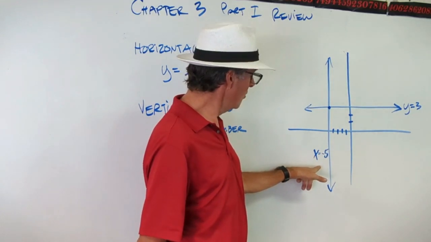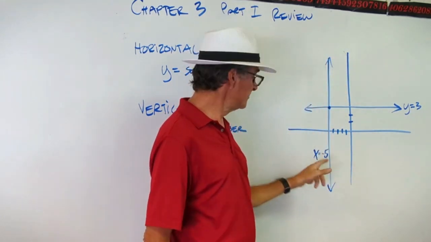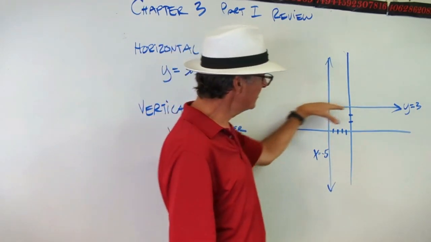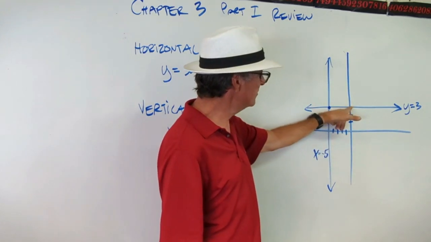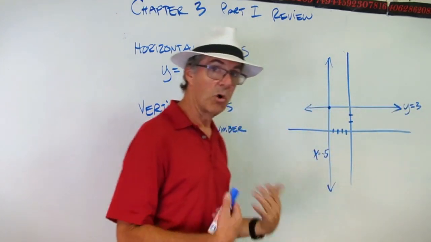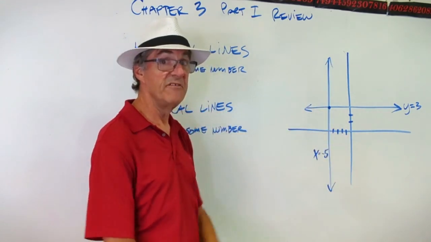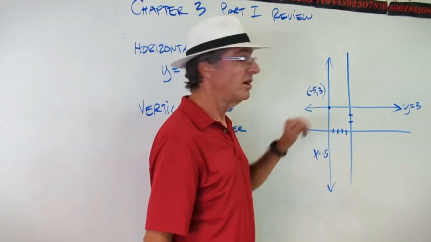Here's a line going through the point x equals minus 5. The line is vertical, so the equation of that line is x equals minus 5. Here's a horizontal line, y equals 3. It's passing through the point y equals 3 everywhere, so it's horizontal. Pause the video and tell me what the point of intersection is for these two lines. If you got minus 5, 3, you're right.